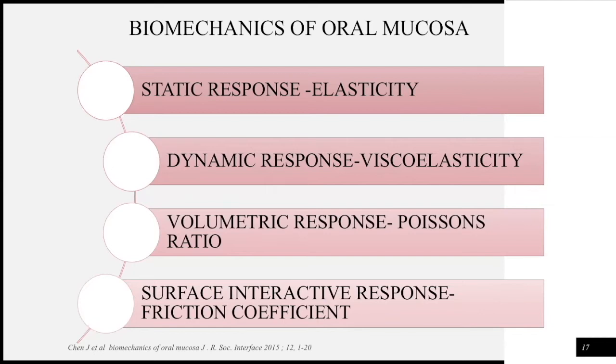Volumetric responses to loading are determined by the compressibility or the Poisson's ratio. It is a tendency to resist a volumetric change when material is deformed. And the last one is the surface interactive response, the friction coefficient between the mucosa and prosthesis. So material with a higher wettability will be more likely to form a superior lubricating layer between the supporting mucosa and the surface of the denture base.